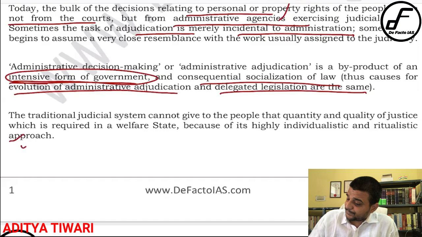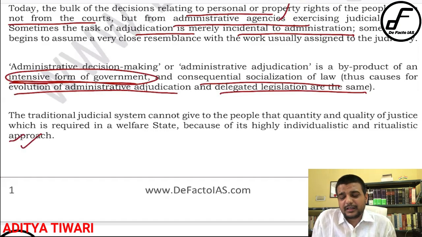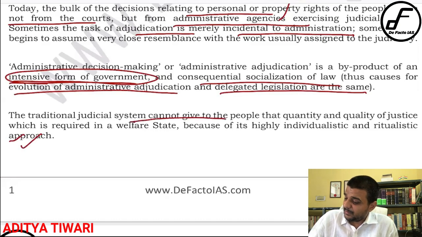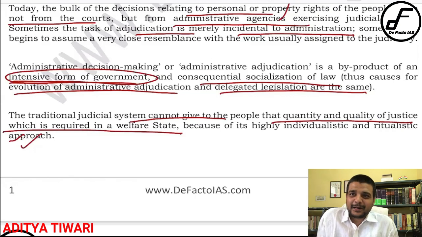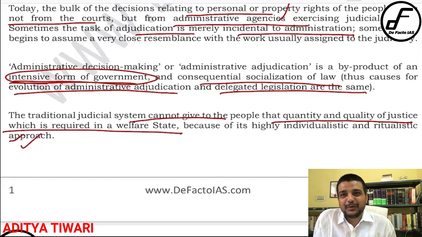Similarly, there is another argument in support of administrative machinery: that the judicial system cannot give the people the quantity and quality of justice which is required in a welfare state. Now, I doubt this statement, being a part of the judicial structure, but still I will say that it is somehow true as well, because the court goes into a lot of nitty-gritty and the time of delivery of justice is long. In administration, if you know the right person making the decision, and if you can give them the right money, then obviously the decision will be very quick. Otherwise, it is as bad as the court system itself.